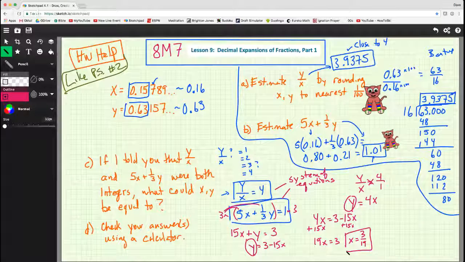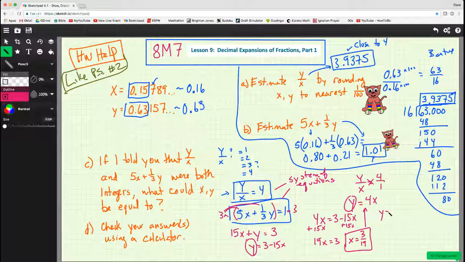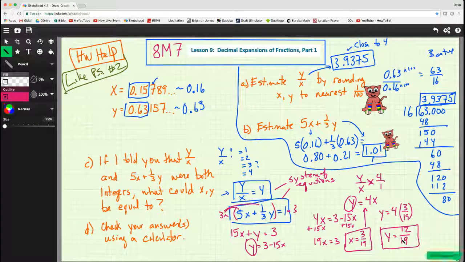Wow, this is looking pretty cool. So if x equals 3 over 19, and y equals 4x, we're going to plug back in here, and we'll say y is equal to 4 times 3 over 19. So y equals 12 over 19. Oh my goodness, so that's what I think my answer is. Now what I want to do is write this down: x equals 3 over 19 and y equals 12 over 19. And we're going to go to our calculator, and we're going to see what these things might equal.